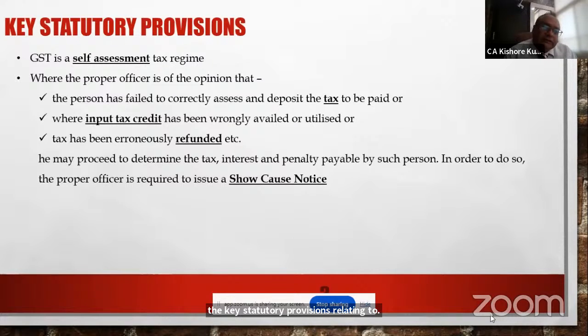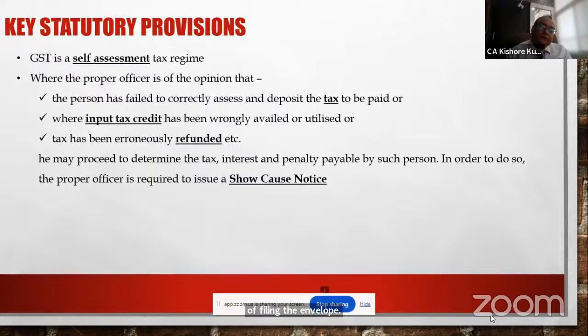Friends, as we all know, GST is a self-assessment tax regime. What does it mean? It means that every dealer who is registered with the GST is required to self-assess the tax on a periodical basis, calculate the credits available to him, and pay the net taxes at the time of filing the periodical returns. If there is any tax which is left out and not paid while filing the periodical returns, the registered dealer has the opportunity to pay that tax at the time of filing the annual return.